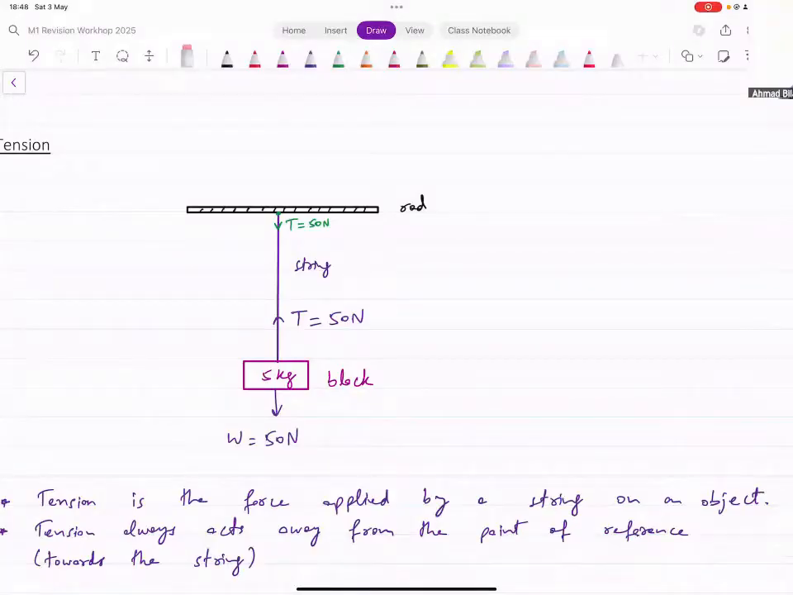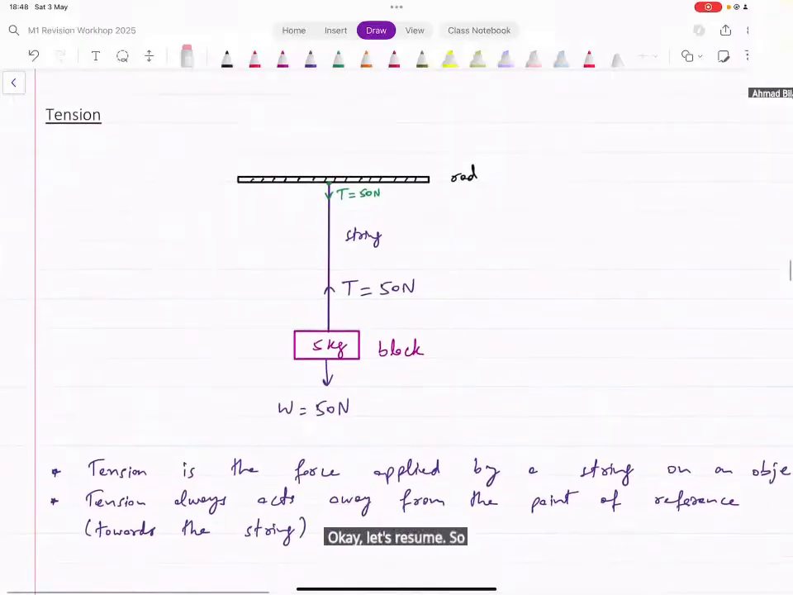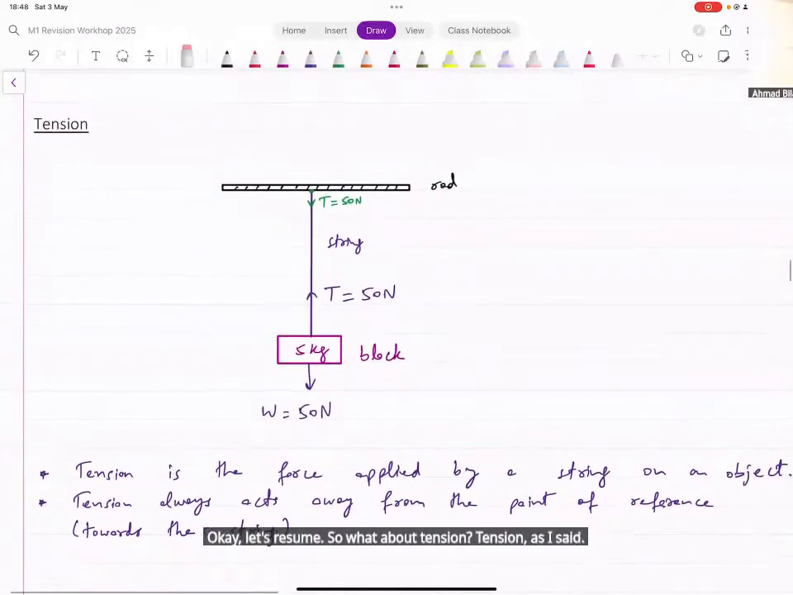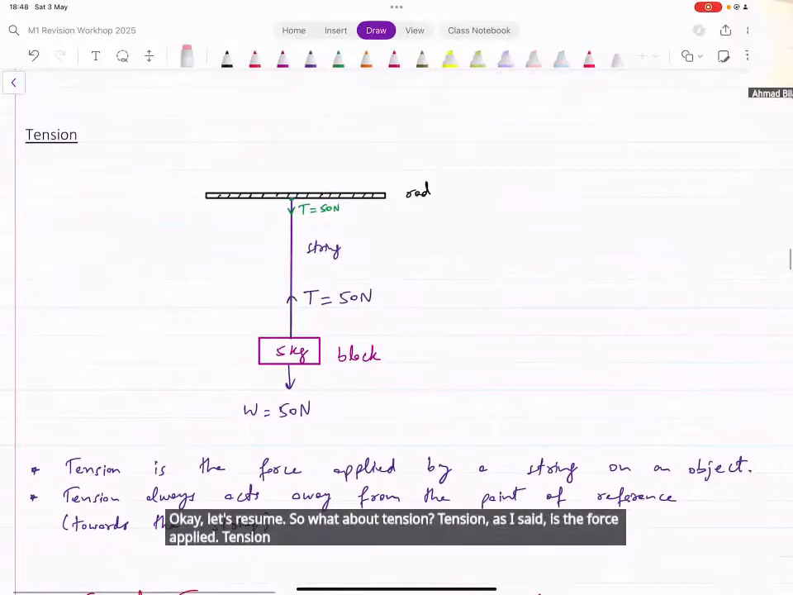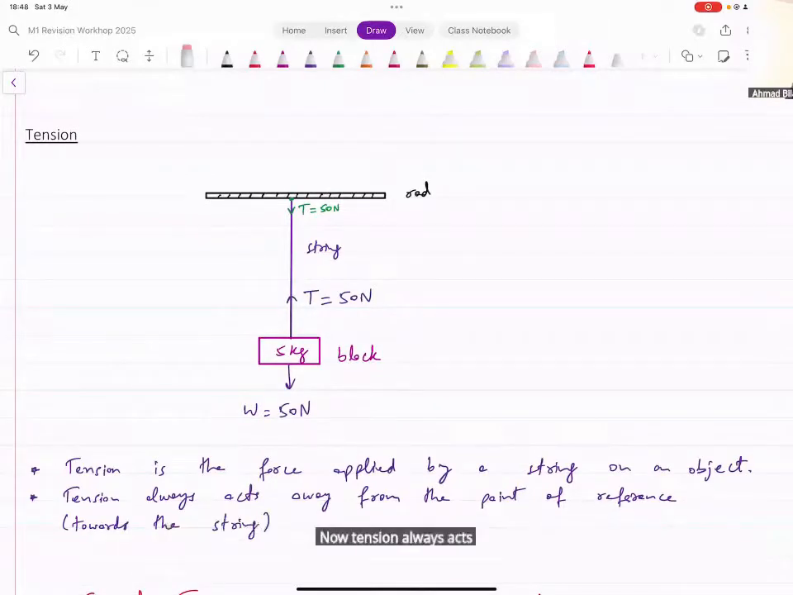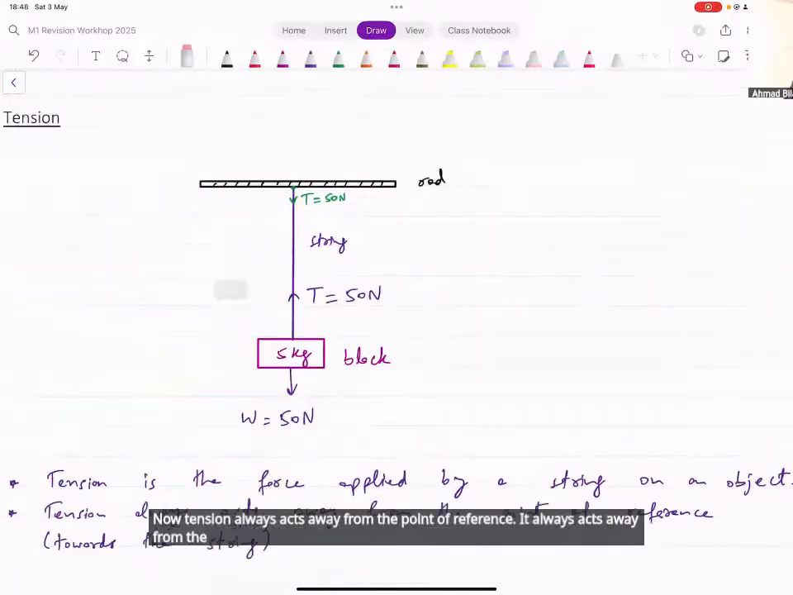Okay, let's resume. So what about tension? Tension, as I said, is the force applied by a string on an object. Now, tension always acts away from the point of reference. Now, what does that mean?